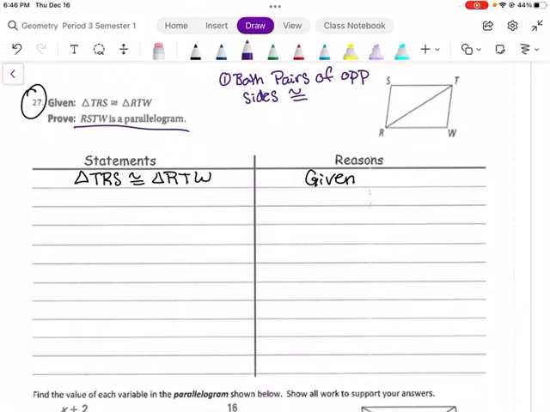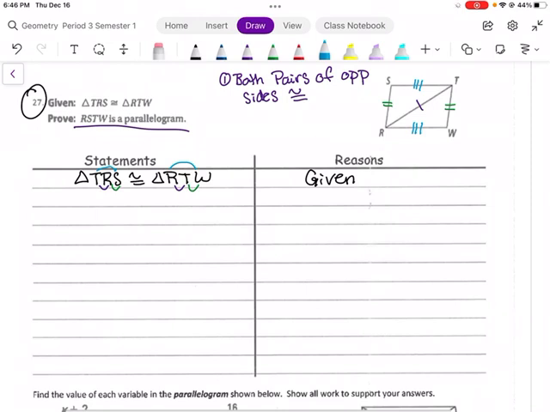So if we look at the letters, the first two are T and R and R T. So that tells us that side is congruent, TR is congruent to RT. If we look at the next two, RS is going to be congruent to TW. And we know this because we have congruent triangles. And then TS is congruent to RW.